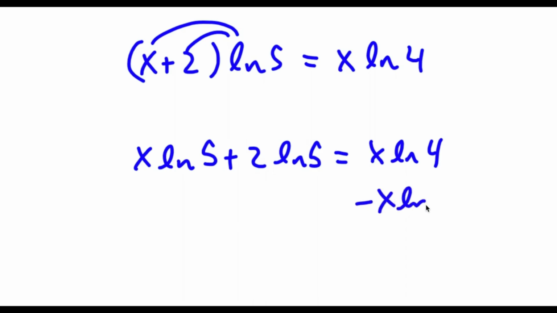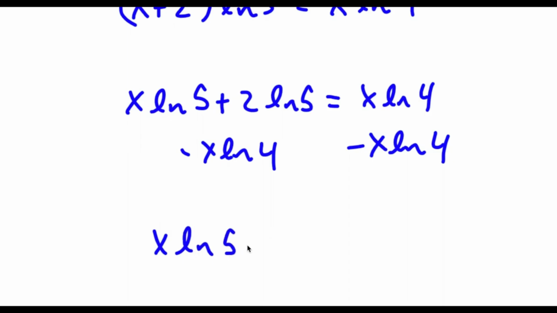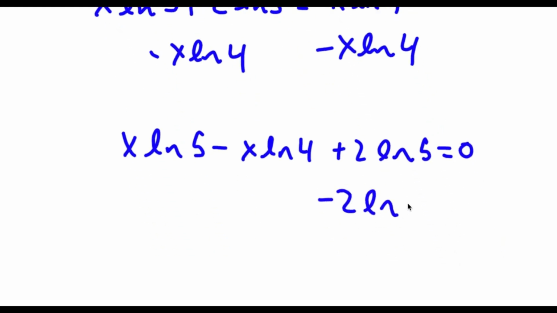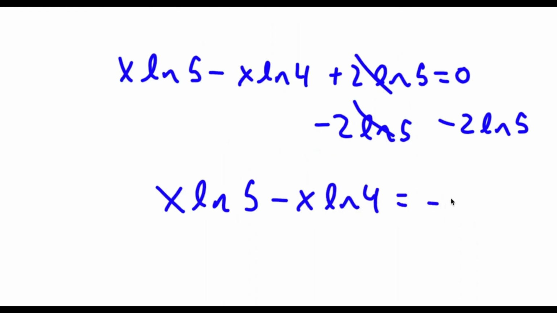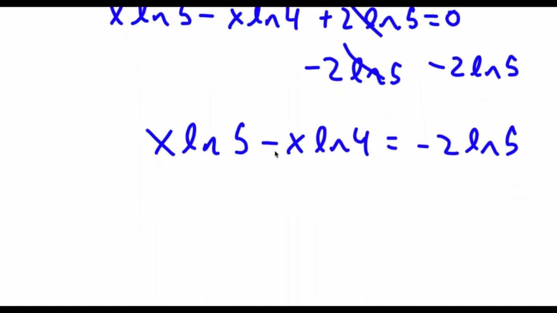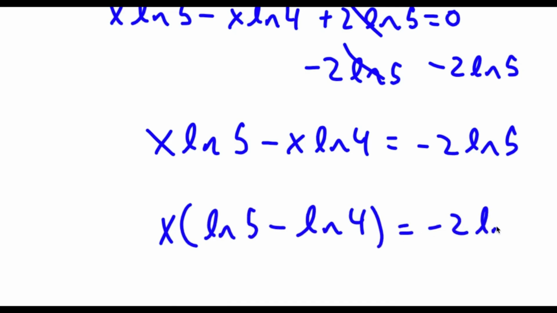Now, I'm going to subtract x times ln 4 from both sides. So now I have x times ln 5 minus x times ln 4 plus 2 times ln 5 is equal to 0. Now if I subtract 2 times ln 5 on both sides, these two cancel out. Now I'm left with x times ln 5 minus x times ln 4 is equal to negative 2 times ln 5. So now if I factor out x, I get x times ln 5 minus ln 4 is equal to negative 2 times ln 5.